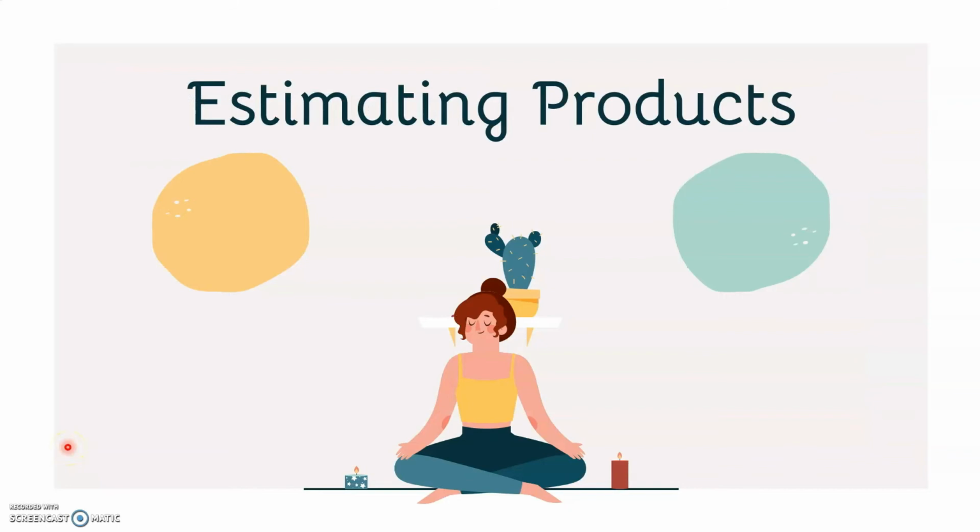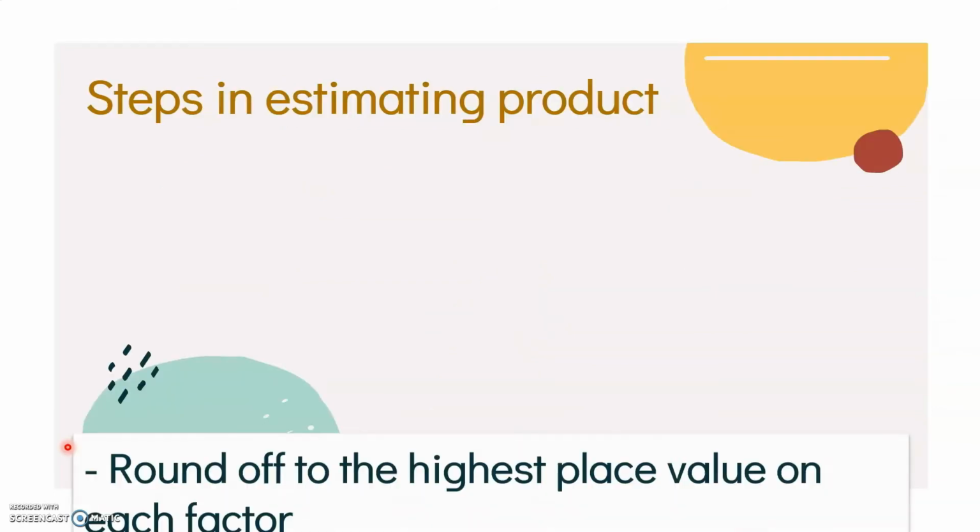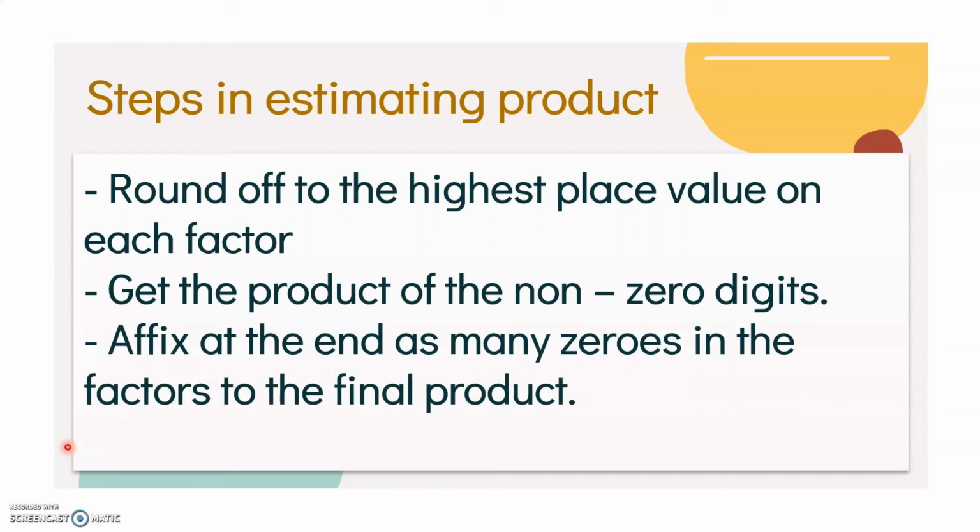Okay? How about estimating products? Do you have any idea how to estimate the product? Okay, so here are the steps in estimating product. First is round off to the highest place value on each factor. And then get the product of the non-zero digits. And then affix at the end as many zeros in the factors to the final product.